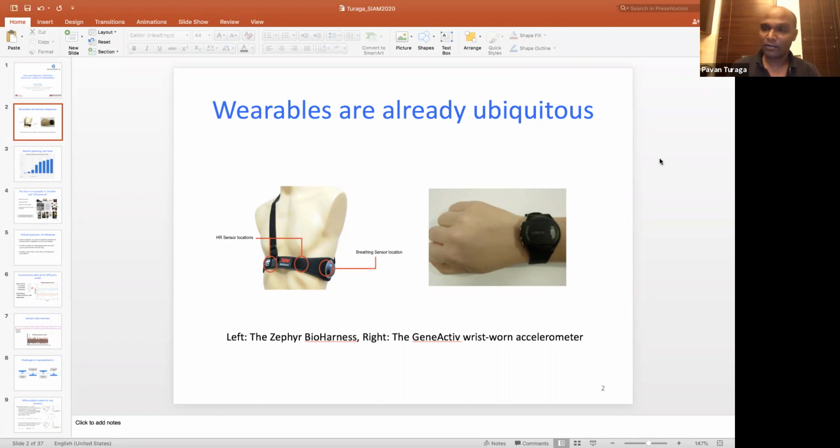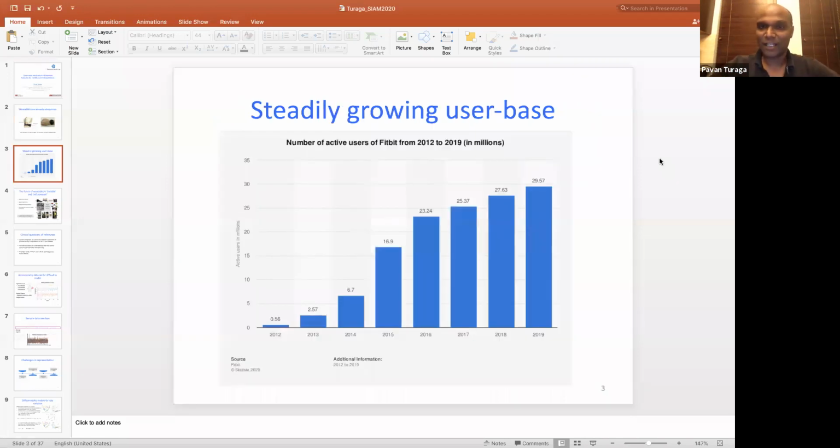The reason why we're interested in wearables is that it's a growing market. Here are some statistics of Fitbit use over the past decade or so. You can see that the growth is actually pretty dramatic. And if you include other kinds of wearables beyond the Fitbit, the growth is poised to explode over the next decade.